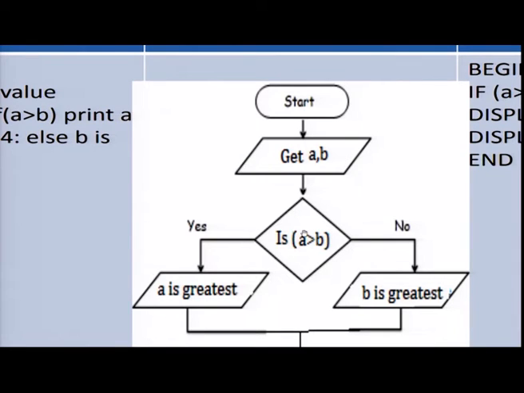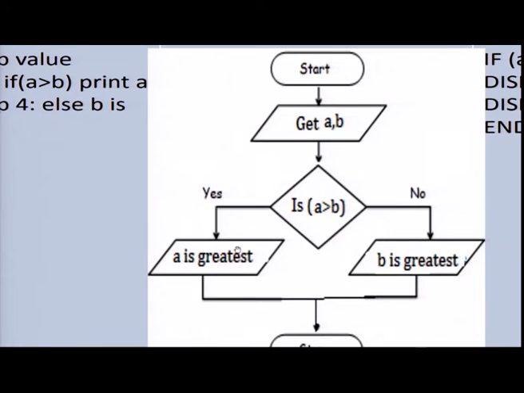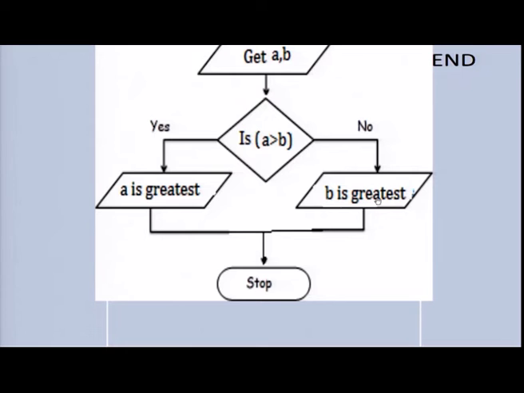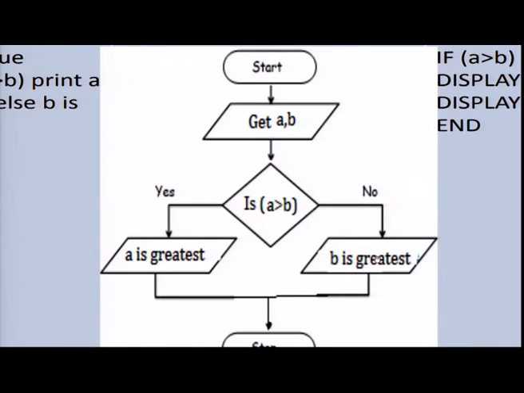So start, you get the value of A and B. If A is greater than B, if yes, then you print A is greater, or A is the greatest, because you have only two values. If A value is lesser when compared to B, then it comes to the no part. Then you print B is greatest. Then you stop. So this is how you write the flowchart.